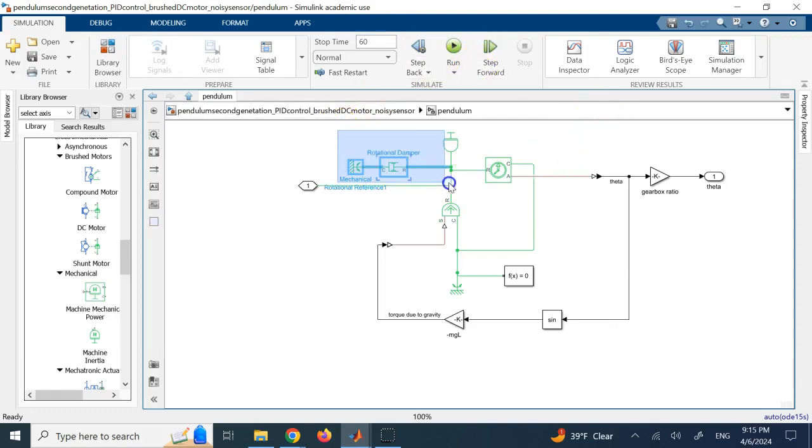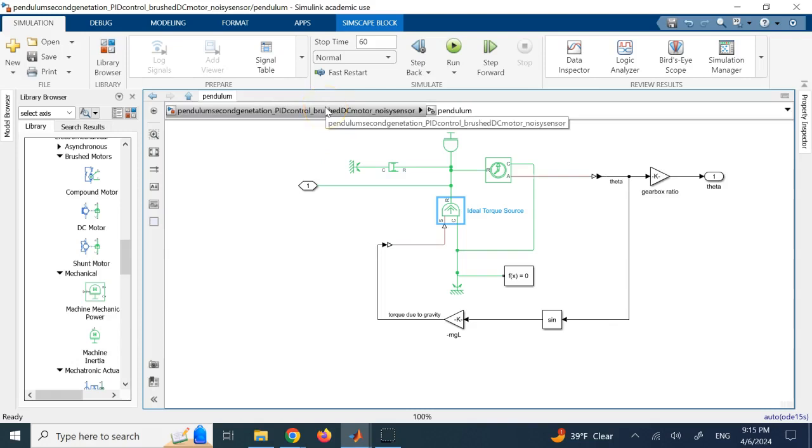But these are the second generation blocks where you don't need to make a physical object and they don't have animation, but they are very fast and good for simulation of physical systems. So you have an inertia block, you have a damper block, you have a spring block, ideal sensors, ideal actuators, and so on. And it is quite a bit easier to simulate the system with these.